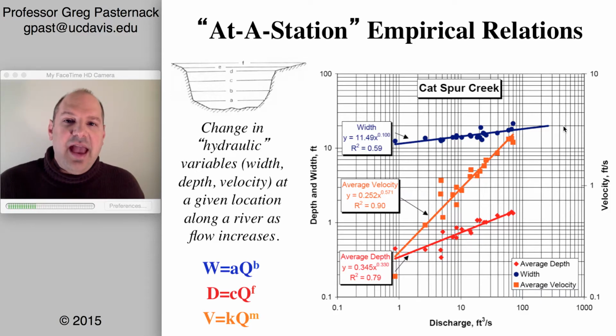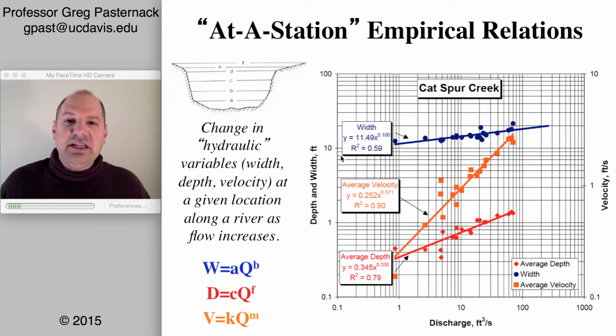We can also look at what are called at-a-station empirical relationships, which tell us the whole range of how depth, width, and velocity in a channel change with discharge. And here's some examples from a river that shows that. And you can see that even with highly precise measurement, there's still a fair amount of noise. This is on log-log scale.